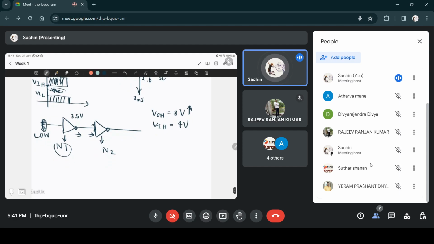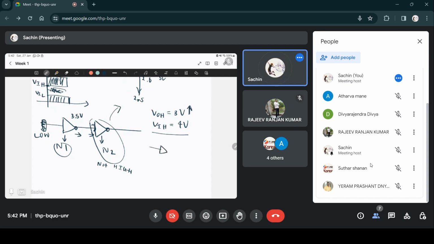Now you look at it from the perspective of the second NOT gate. It is seeing 3.5 volts at the input. But the second NOT gate, its VIH is 4 volts. That means it needs at least 4 volts to consider the input as high. But you are only giving it 3.5 volts. So the second NOT gate won't be able to tell that this is actually a high voltage. It will say this voltage is not high. And this might not operate however you want it.